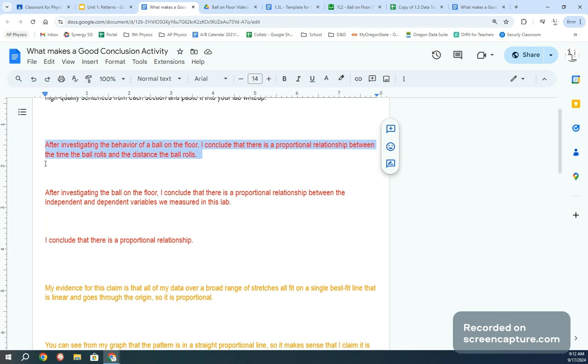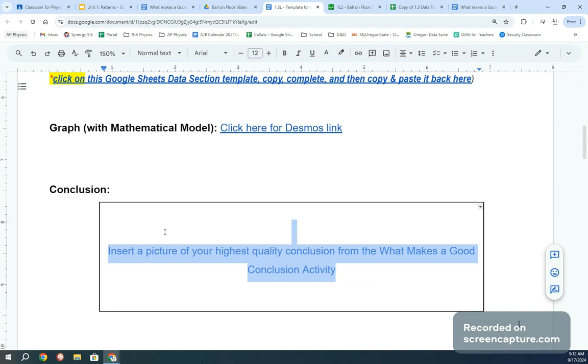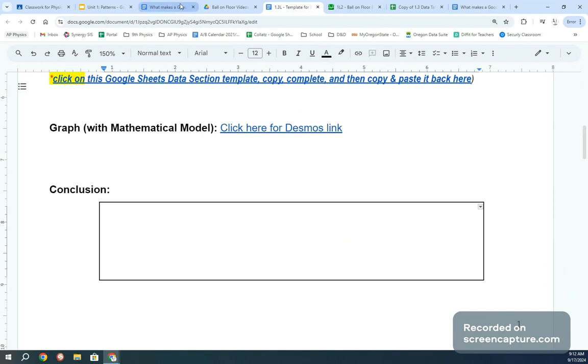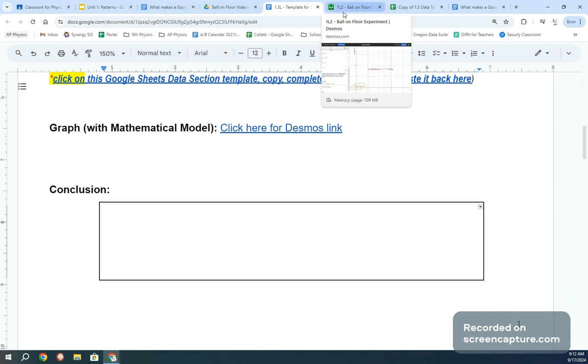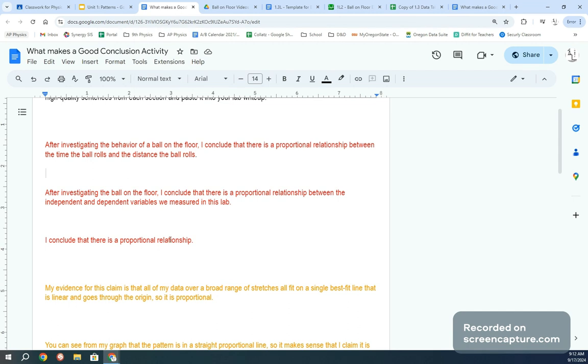Okay, so now we have to decide which of these we think is the high quality, which one is the low quality, and which one is the medium quality. And again, we're going to be copying the high quality ones into our lab right here. So it does say picture, you can do screenshots, or you can just copy and paste the text. Whatever makes the most sense to you is fine. I'm going to copy and paste the text because I like that.